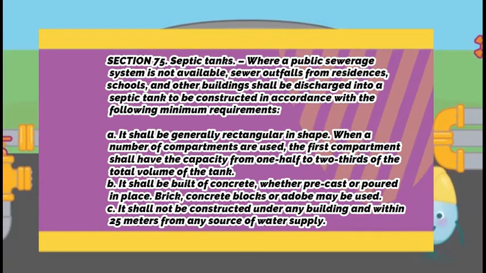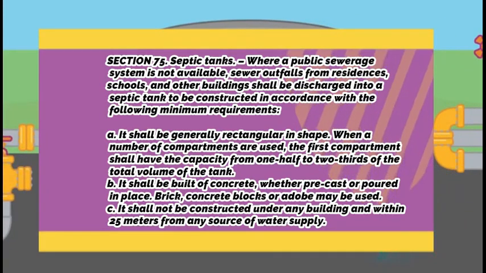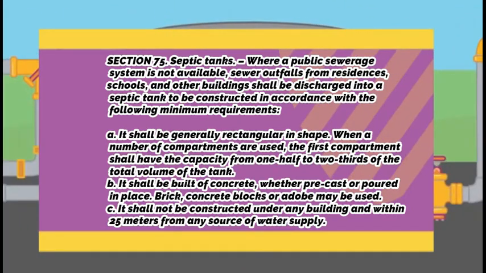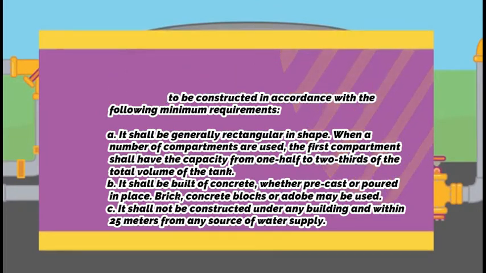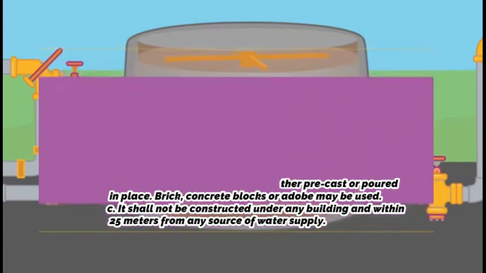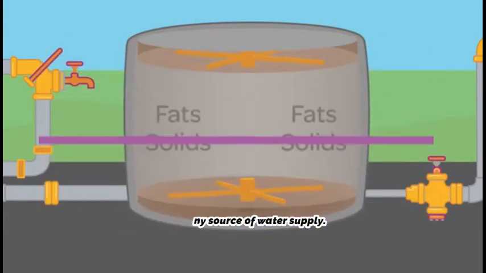Letter B. It should be built of concrete, whether precast or poured in place. Brick, concrete blocks, or adobe may be used. Letter C. It shall not be constructed under any building and within 25 meters from any source of water supply.